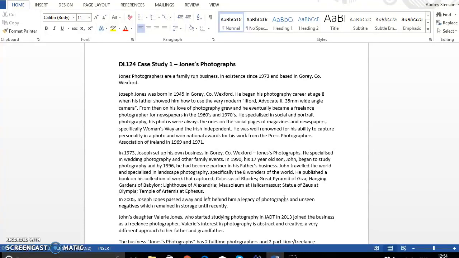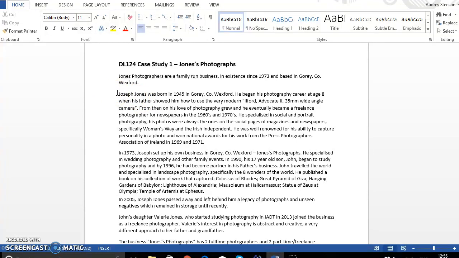Okay, so your website for a business should be to promote the products or the services, or to perhaps sell services or products. So this particular case study is on a business called Jones's Photographs. It is a fake business, so don't worry, you're not going to be developing this for real. So Jones's Photographers are a family-run business in existence since 1973 and based in Gorey, County Wexford. Joseph Jones was born in 1945 in Gorey, County Wexford. He began his photography career at age 8 when his father showed him how to use the very modern Ilford Advocate 2 35mm wide-angle camera.